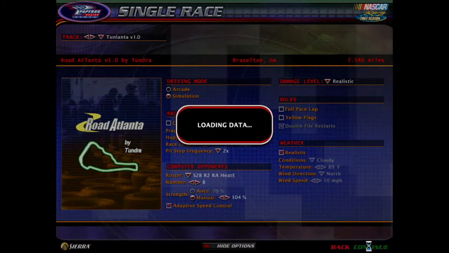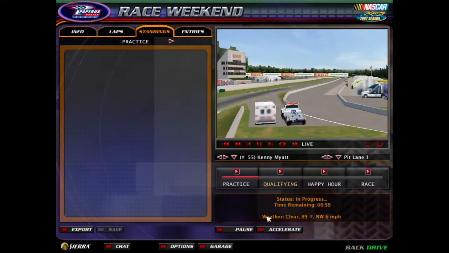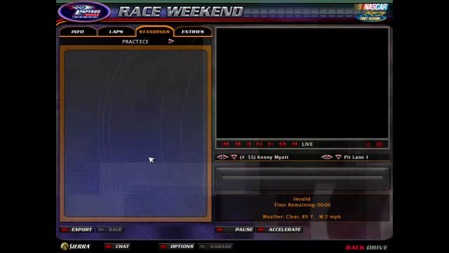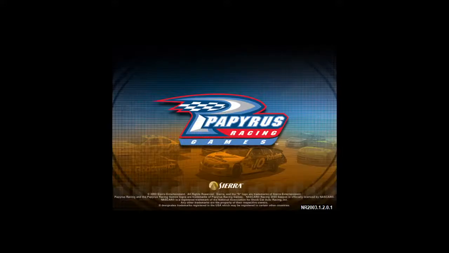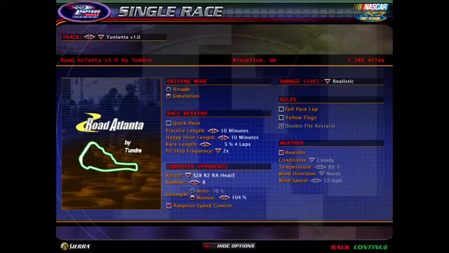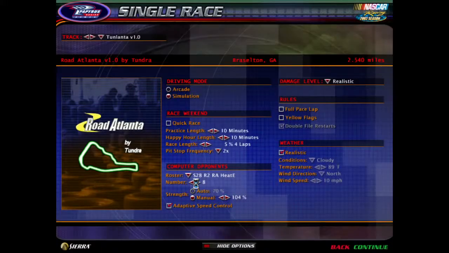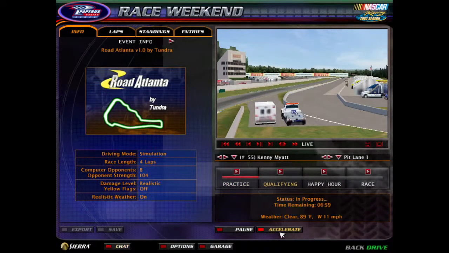Heat E! If I recall, this heat was pretty pathetically bad looking. Although Heat G is bad too. No results found. Uh-oh. Well, it didn't save them right. Let me try that again. I don't think I gave him enough time to save.